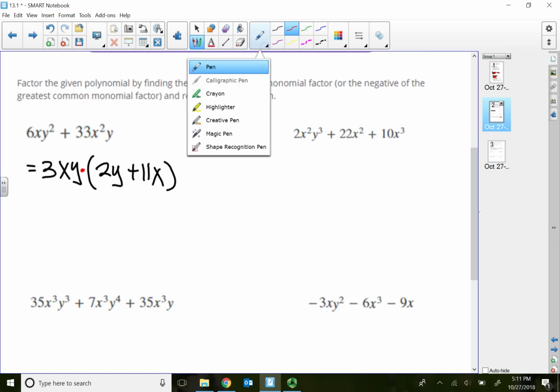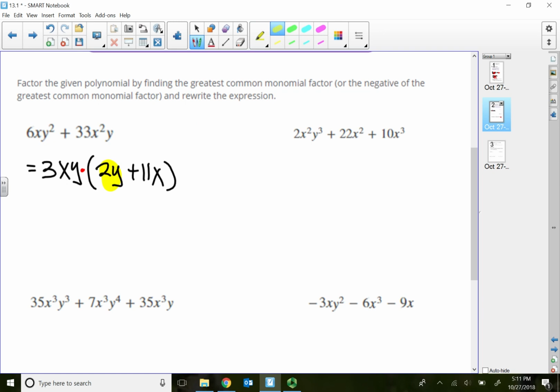is basically to check what's inside the parenthesis. If we did not take out all the greatest common factor, then however many terms I have inside the parenthesis, there should be another common factor between all the terms. If you look at the 2y and positive 11x, there's actually no more greatest common factor between those two terms. So that means I factored out all the greatest common factor to the outside of the parenthesis already.